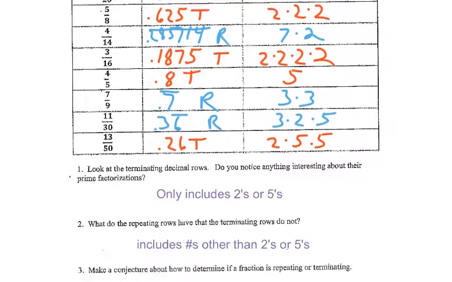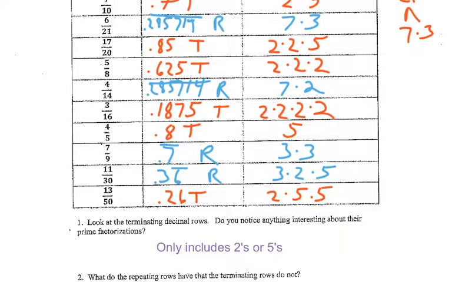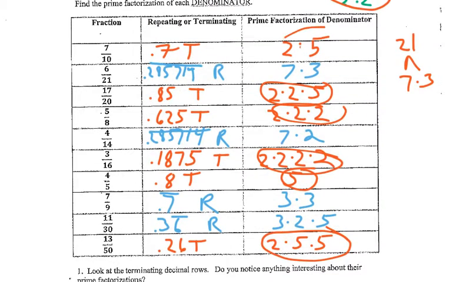So what I notice is that the terminating decimal rows only include 2's or 5's in the prime factorization of the denominator. Okay, you can see that if you look again up here at the red. I can even circle these: 2's and 5's. There's a 5. There's 2's, 2's, 2's and 5's. 2 and 5.